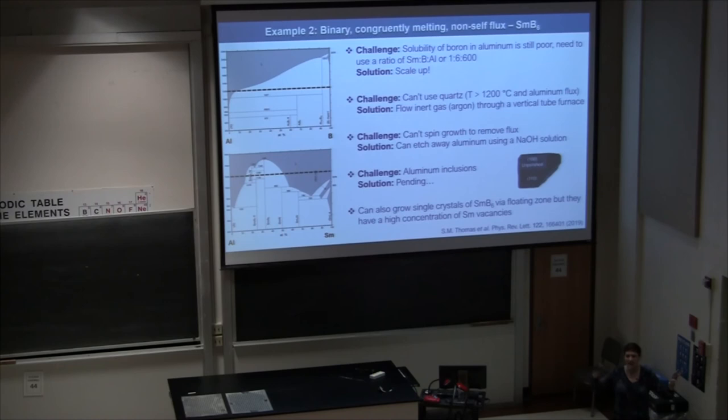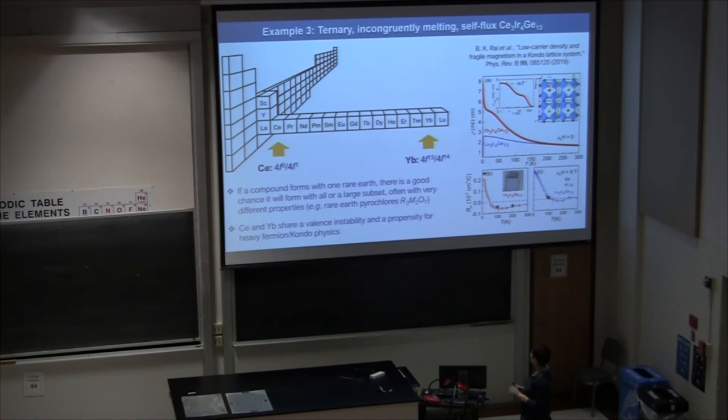Okay. Third, this is an example that I won't spend very much time on because we heard a lot about these 3-4-13 phases from Julia. But the example that I'm going to tell you about here is cerium-3, iridium-4, germanium-13. The way that we became interested in this phase is that a previous student in the Morishan lab had grown ytterbium-3, iridium-4, germanium-13, and it had some very interesting properties.